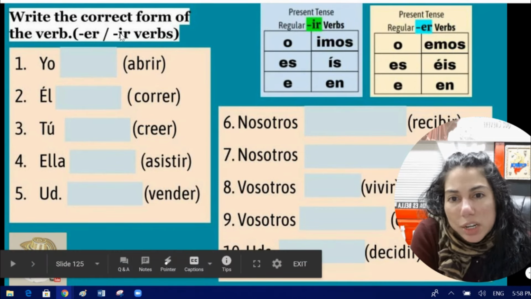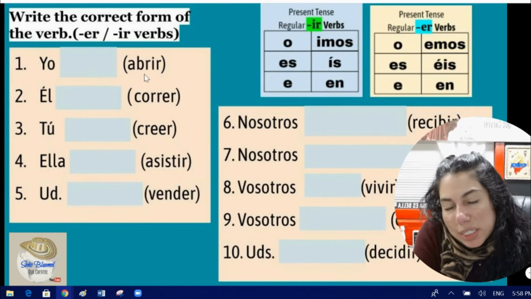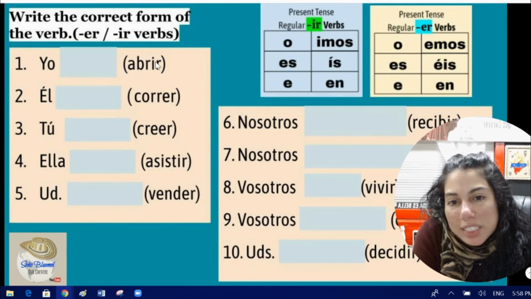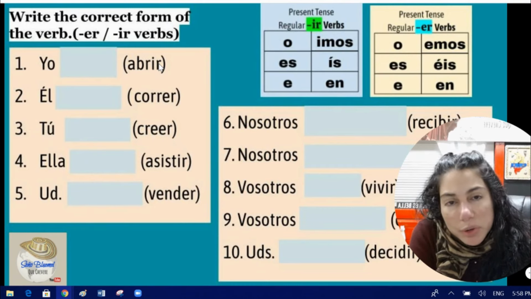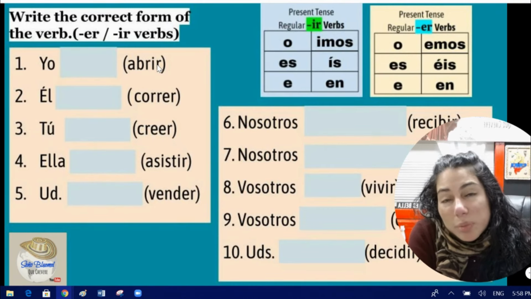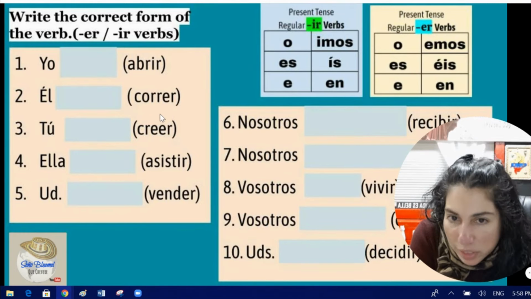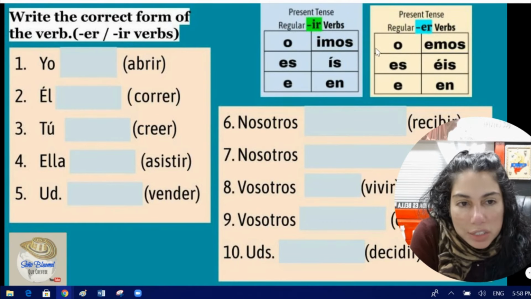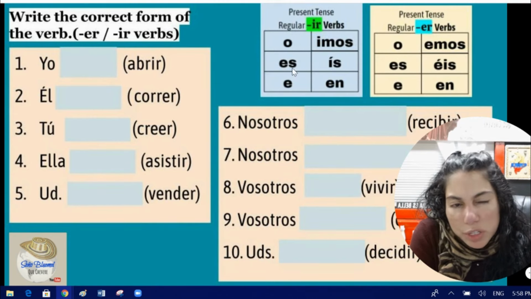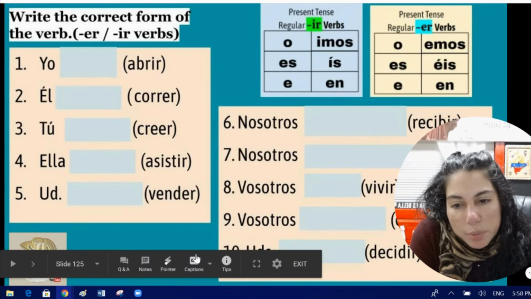So here it says, write the correct form of the verb, ER and IR verbs. That's the first thing. When it's asking you to write the verb, you need to identify what type of verb it is. Is it an AR verb, an IR verb, or an ER verb? Because that will determine the ending. How are you going to conjugate the verb? In this case, all of these verbs are IR and ER. So I gave you the conjugation chart right here, and this is what I meant when you make the flashcards. If you can just make it simple like this, that will be helpful.